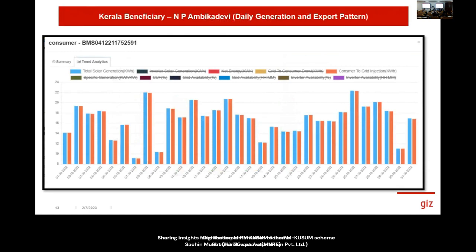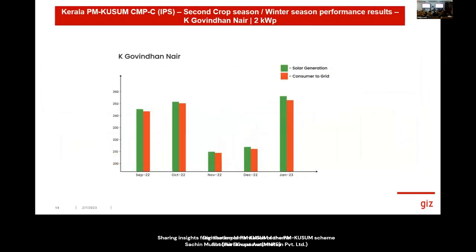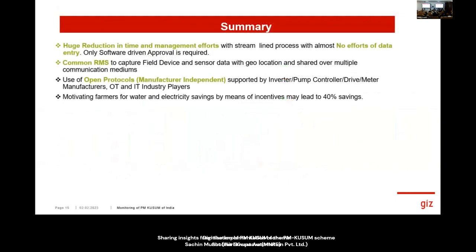That was monthly. This is a daily trend. We can see whatever has been generated on a daily basis, everything has been exported by that particular farmer. So another case is K. Govindan Nair. Again, a similar case. Whatever has been generated, everything has been exported by this particular farmer. So these are the two cases from Kerala state.